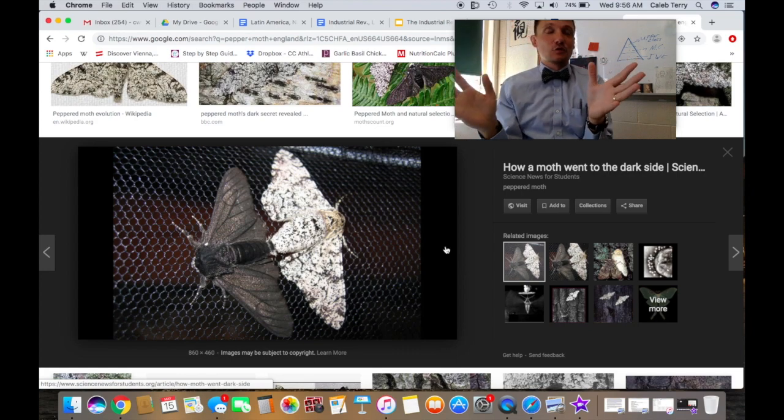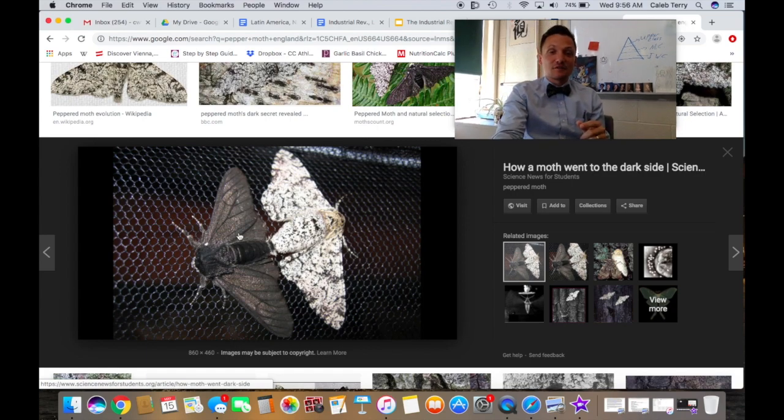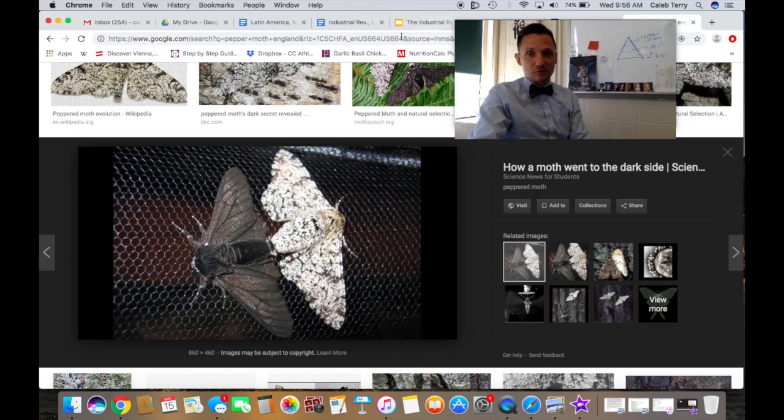I know I'm at a Catholic school, but we can all agree that this happened. So the darker moths, the black ones, ended up surviving because they camouflaged into the soot-covered trees, right? So pollution caused an evolutionary change post-Industrial Revolution.